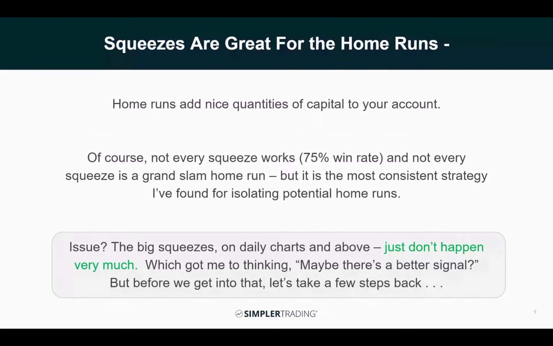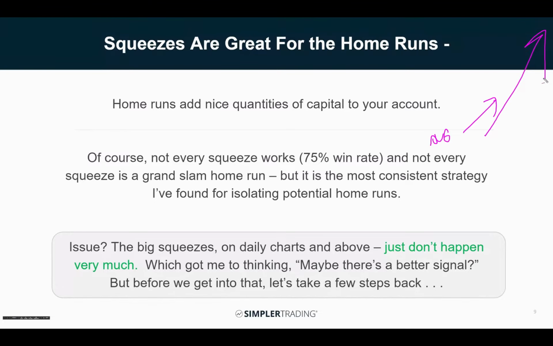Now, of course, not every squeeze works. It's about a 75% win rate. That actually increases to about 83, 84% if you bring in a couple of other factors. And not every squeeze is a grand slam home run, okay? The nice thing about a squeeze is that you can generally see on average what the move will be, and then every once in a while you get something that's way bigger than average. That's pretty nice. And obviously there are bullish signals and there are bearish signals.